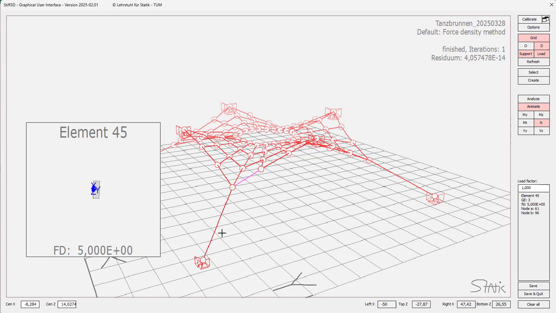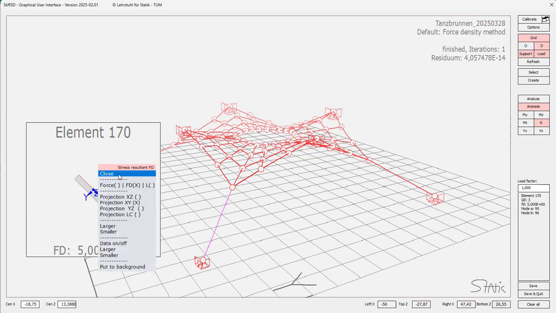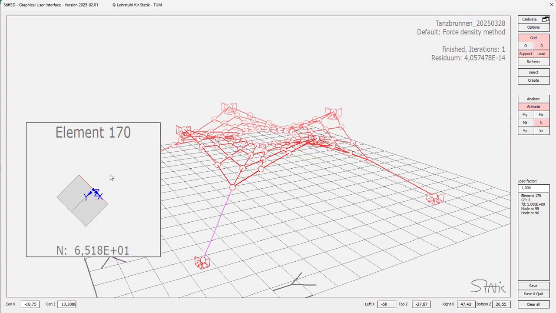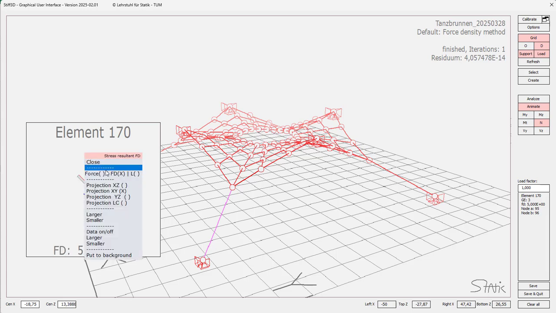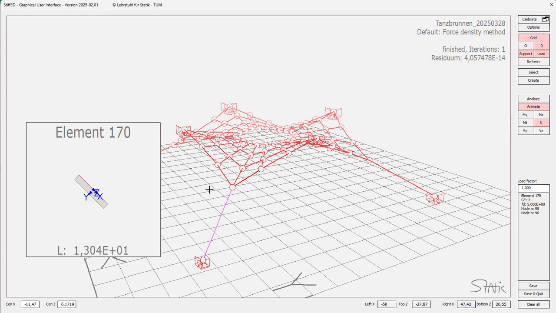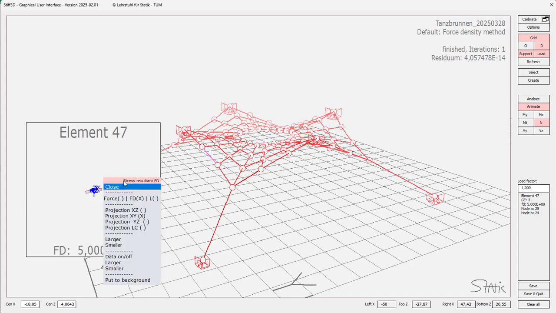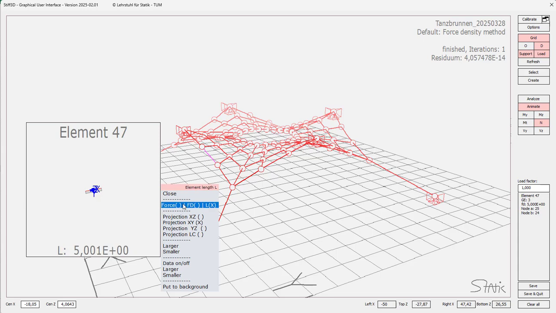What about this supporting cable? We have also started with force density 5, and we see the force now is 65.18. We can also take a look at the final length. Here selecting the length, and you see the final length of this cable is 13.04. Or if you just take a look at this piece of the edge cable, we have a length of 5, quite obviously. Checking the force density, indeed it's 5 as we started, and looking for the force, we are now here at 25.